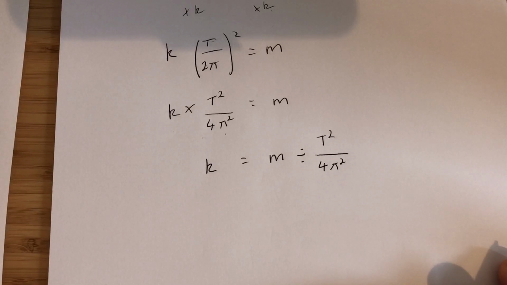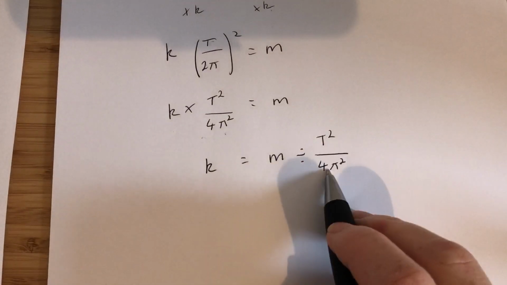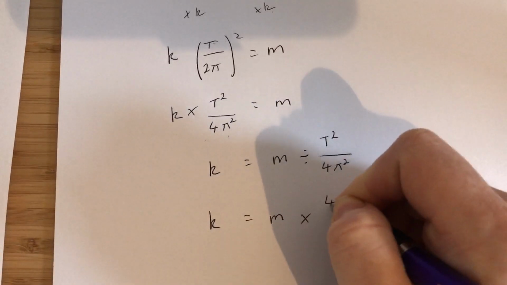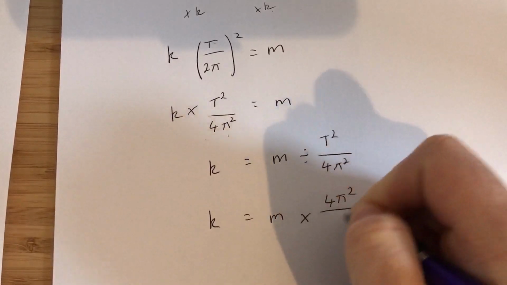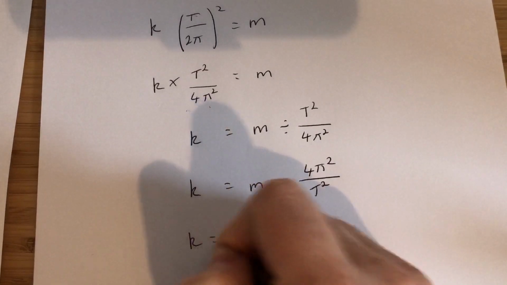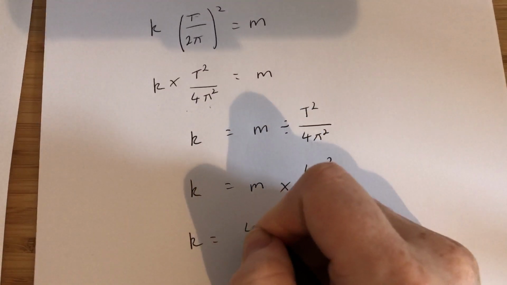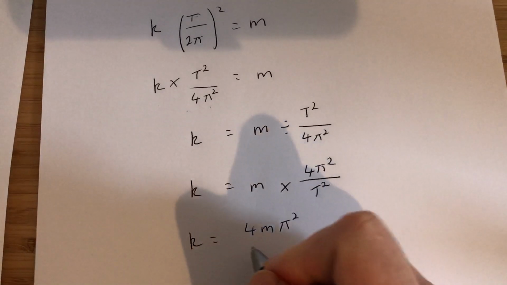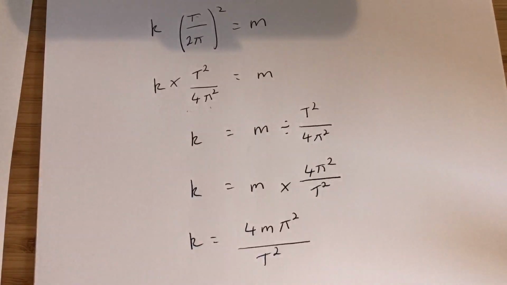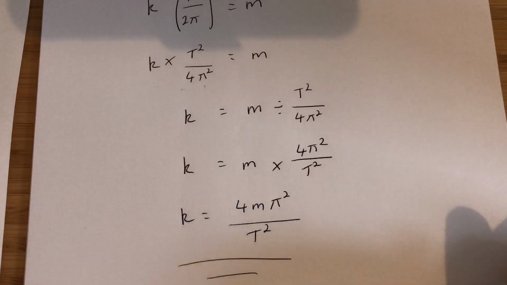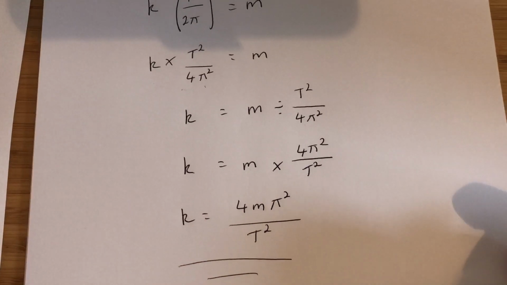Now, as you know, when you divide by a fraction, you have to flip the fraction and change it to multiply. And so the last thing we've got is k equals, we're going to have 4 times m pi squared. I'll just put that m into the numerator there, over t squared. And that should change the subject to k. That probably is one of your trickier changing the subject questions. So I'll go back and try another one.